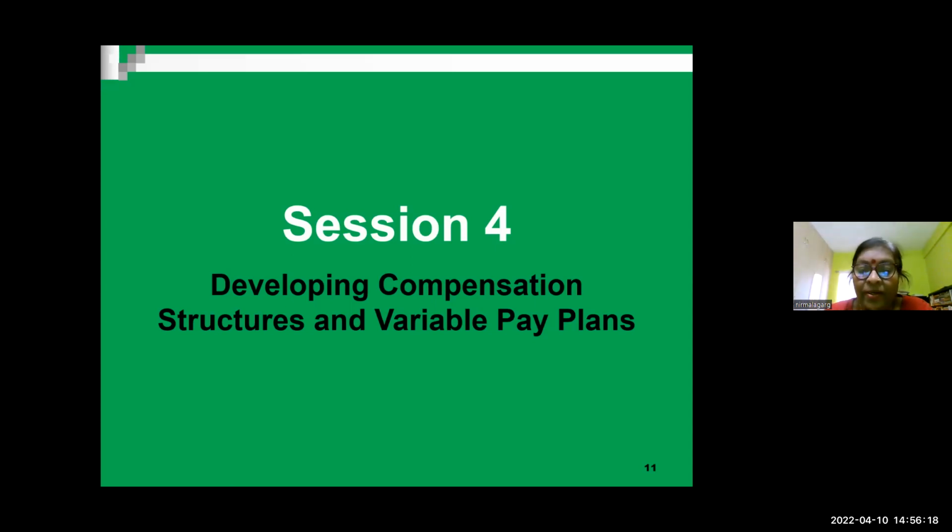So we have looked at internal and we have looked at external equity. Now, today what we are going to look at is individual equity and also total reward planning. That means how do you plan? Okay, so when we talk about individual equity, it's all about what?